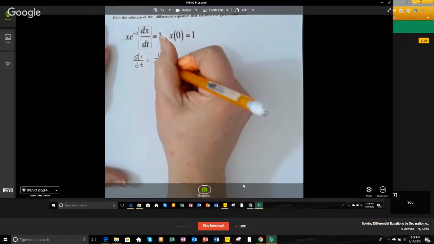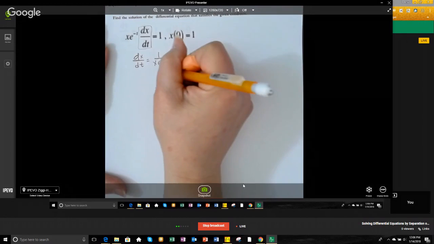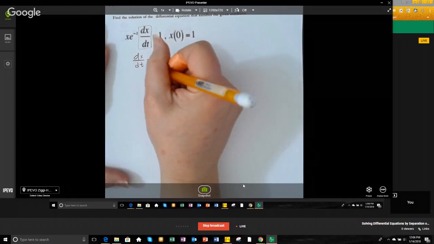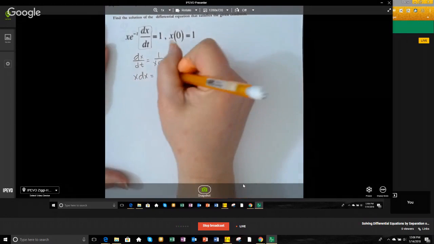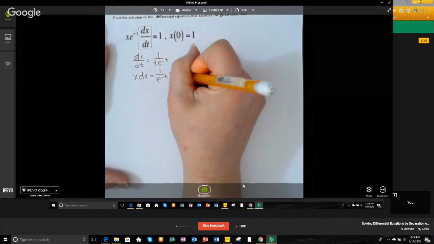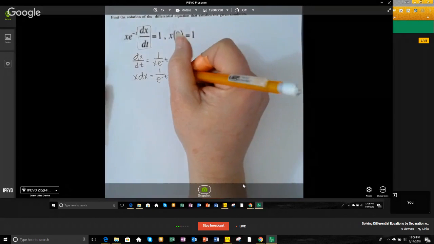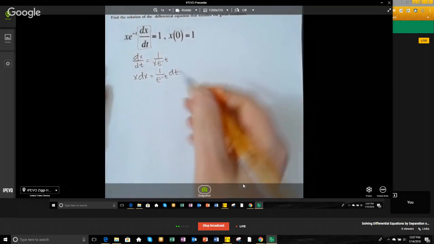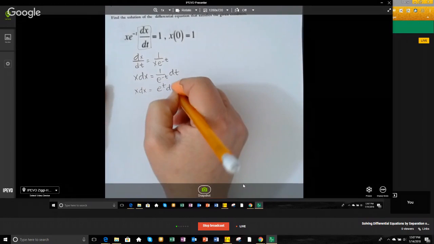And I'm going to now separate the variables. So when we do that, we're going to multiply both sides by dt, and we're going to get x dx equals 1 over e to the negative t dt. All right, and when I do 1 over e to the negative t, that is essentially just e to the t. So we can make this x dx equals e to the t, which makes things much easier when I integrate.